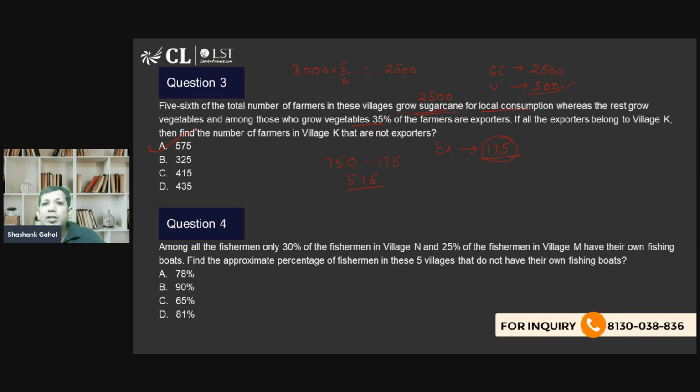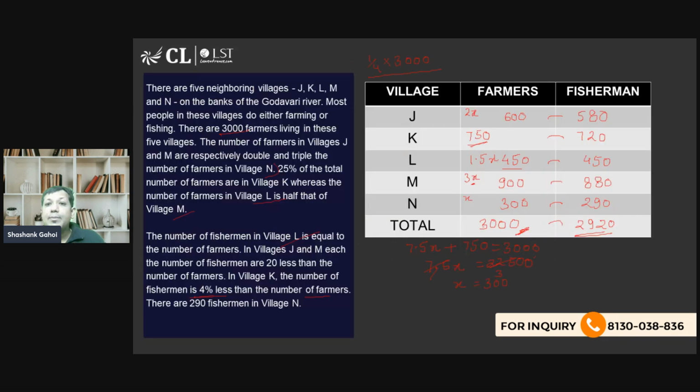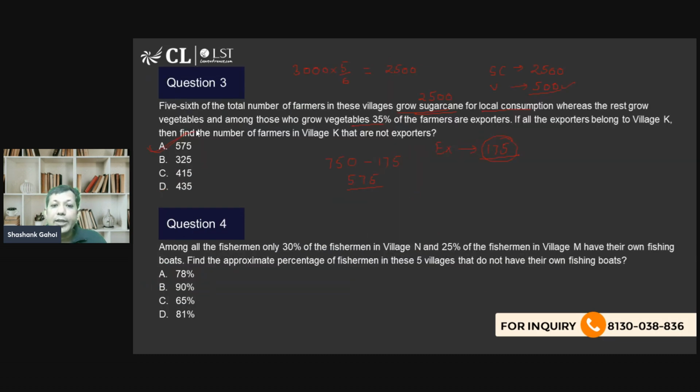If you find this question difficult, then in the exam you have the right to skip this question because it is lengthy as well as the language is a little trickier. Okay. Now let's move on to the next question. What does it say? Among all the fishermen, only 30% of the fishermen in village N. So what is the number of fishermen in village N? That is 290. So 30% of 290. So 10% of 290 is going to be how much? 10% of 290 is going to be 29.